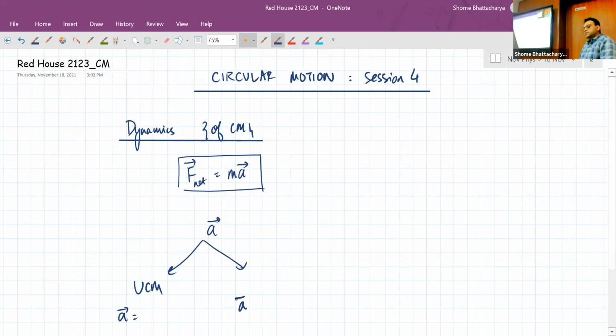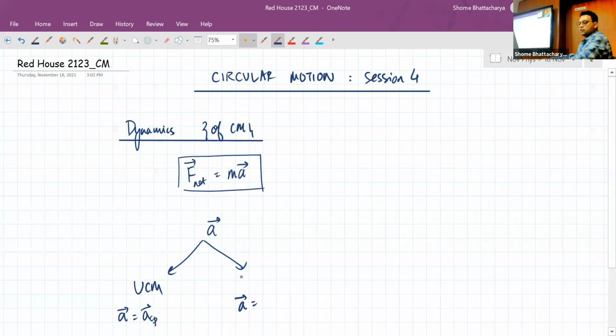What is the difference between acceleration in uniform and non-uniform circular motion? Can you tell me? What is the direction of acceleration in uniform circular motion? It's pointing towards the center because speed is constant. No? So tangential acceleration क्या होता है? UCM में 0 होता है. So the acceleration is purely centripetal. No? So it's like this.